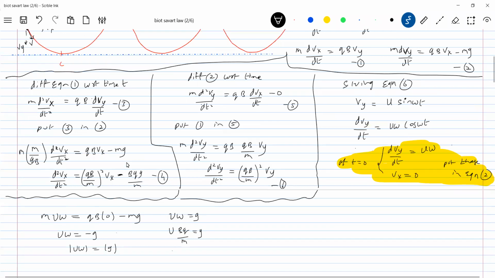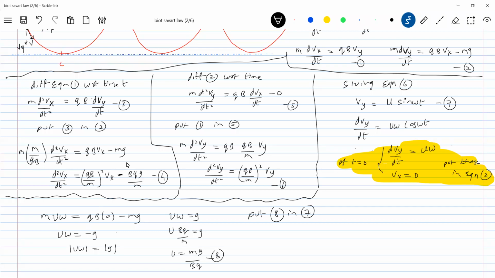In place of u, I can write it as mg by bq. Now I'll write the equation for Vy. Vy is equal to... this is equation 7. This is 8. Put 8 in 7. Vy equal to mg by bq sine omega t.